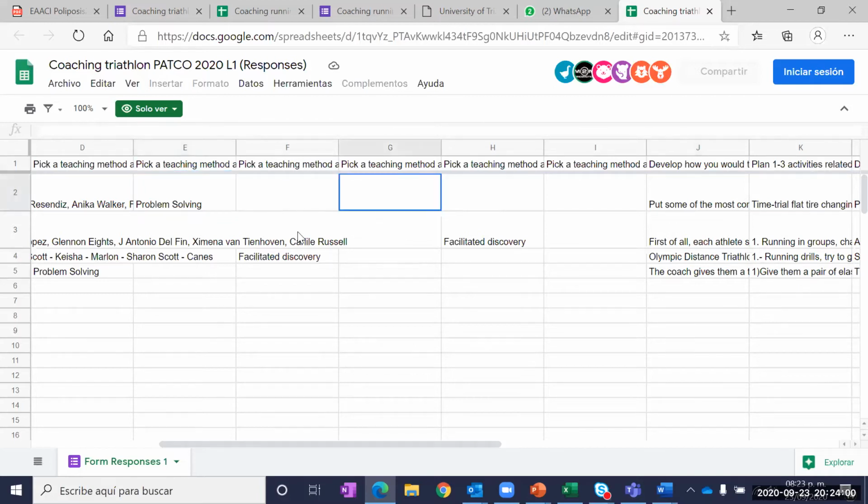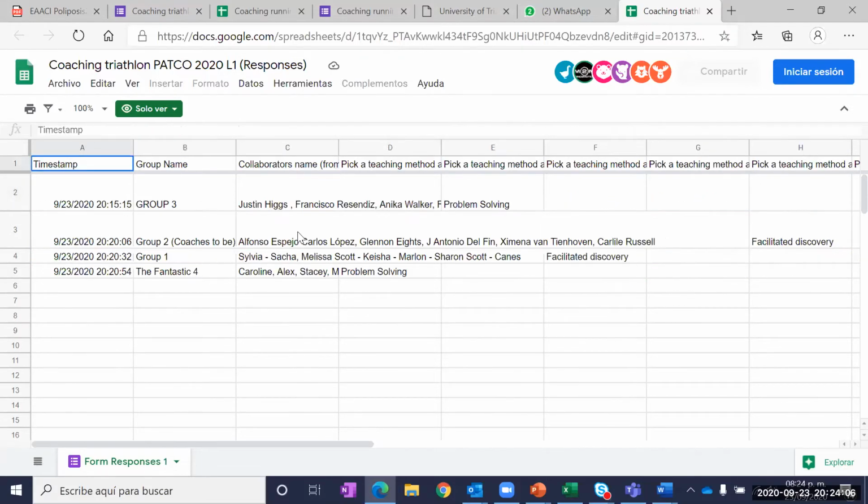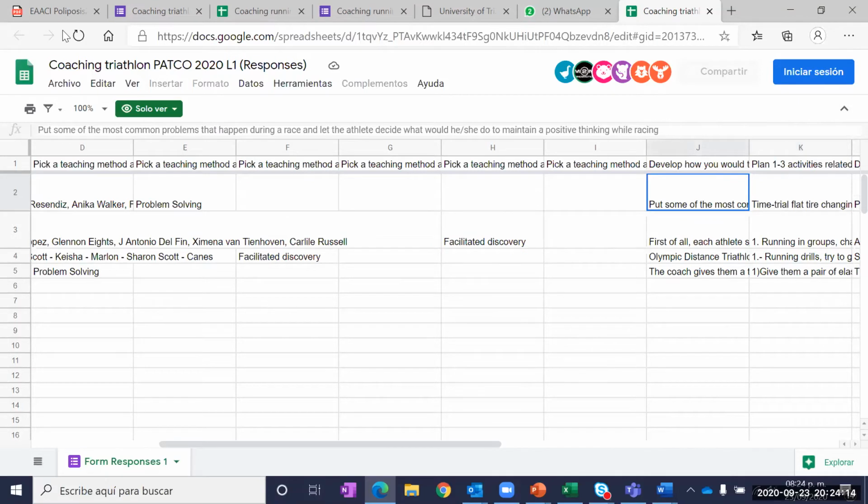Well, I don't know how it was selected here, but it was working with some mindset issues while doing a race. So we selected some of the most common problems that happen during a race and let the athlete decide what he or she would do to maintain positive thinking while racing. Okay.